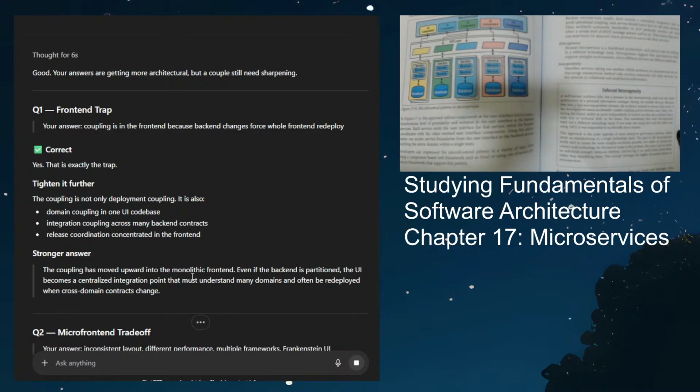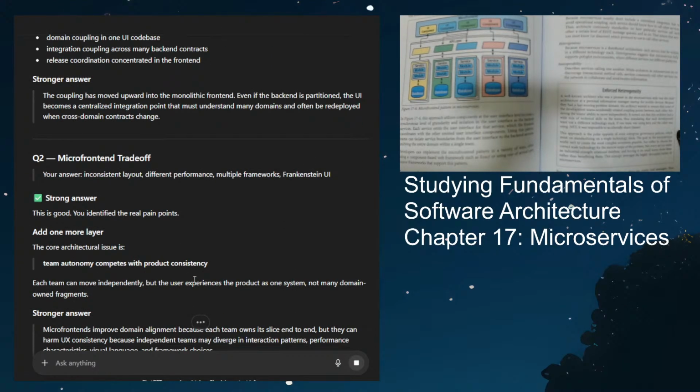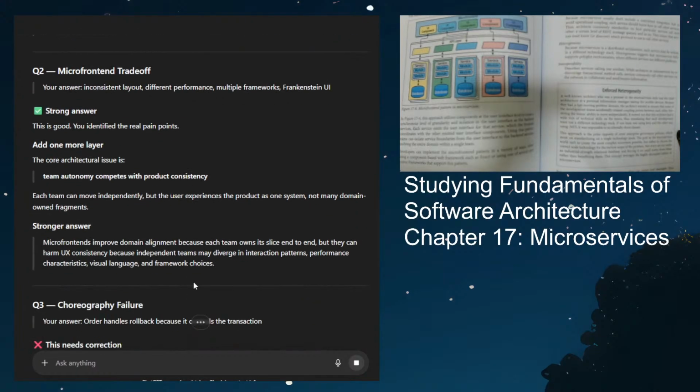The UI becomes a centralized integration point that must be understood across many domains and often be redeployed. The character issue is team autonomy competes with product subsystems. Each team can move independently, but the user experiences the product as one system, not many domain-owned fragments. Microfrontends improve domain alignment because each team owns its slice end to end. But they can harm UX consistency because independent teams may diverge. Ganda naman ng choice of words mo, ChatGPT.